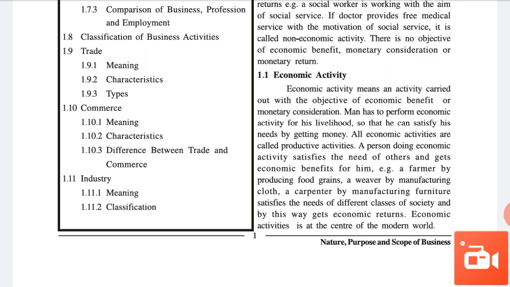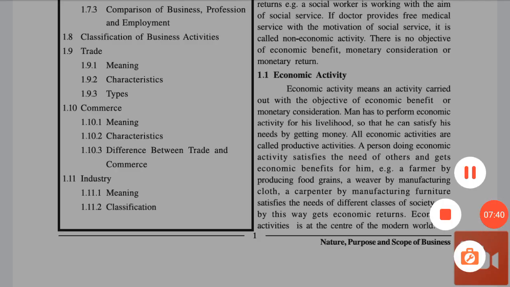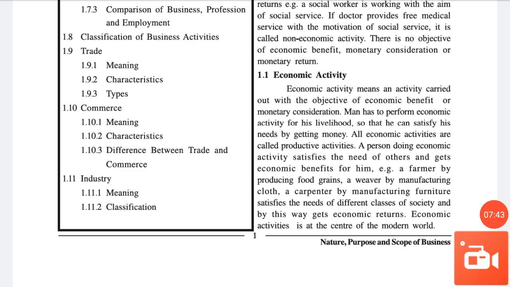Economic activity is at the center of the modern world. Why is economic activity at the center of the modern world? In today's world, in our life today, economic activity is the most important for livelihood, because without economic activities we can't get monetary returns, and if we don't have monetary returns we can't satisfy our basic needs also. So economic activity is the most important for living life.